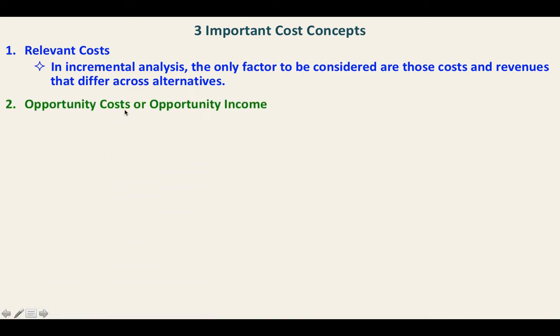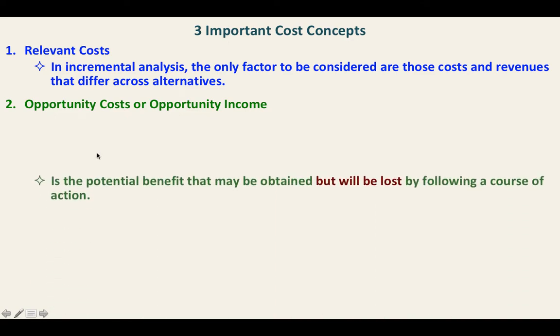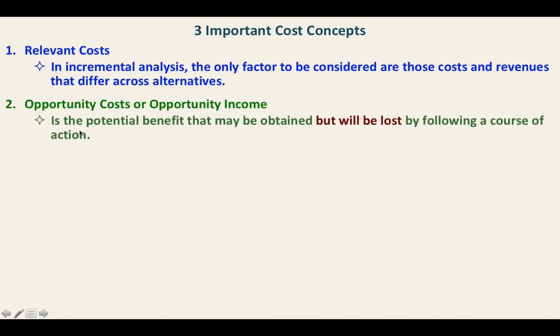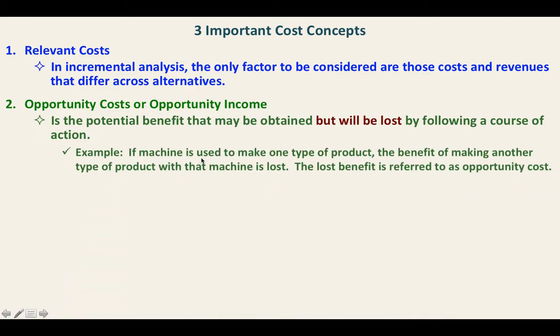Second, opportunity cost or opportunity income. This is the potential benefit that may be obtained but will be lost by following a course of action. Okay? So, an example, if a machine is used to make one type of product, the benefit of making another type of product with that machine is lost. Here, in this case, the lost benefit is referred to as opportunity cost.